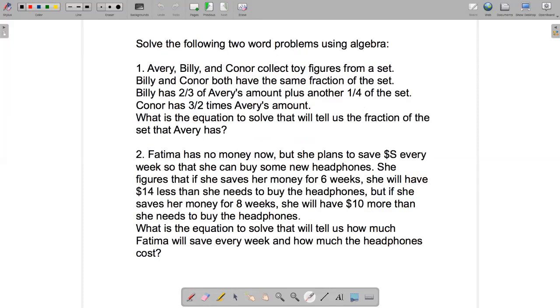2 problems to solve using algebra. Problem 1, we've got 3 boys collecting toy figures from a set, Avery, Billy, and Connor. Billy and Connor both have the same fraction of the set. Billy has 2/3 of Avery's amount plus another quarter of the set. Connor has 3/2 times Avery's amount. What is the equation to solve that will tell us the fraction of the set that Avery has?